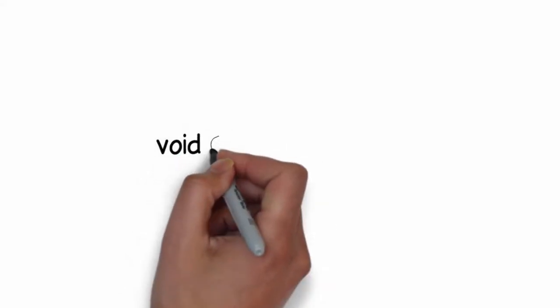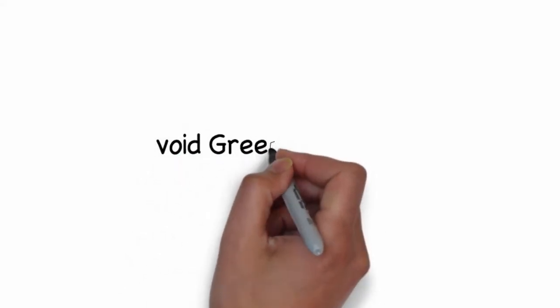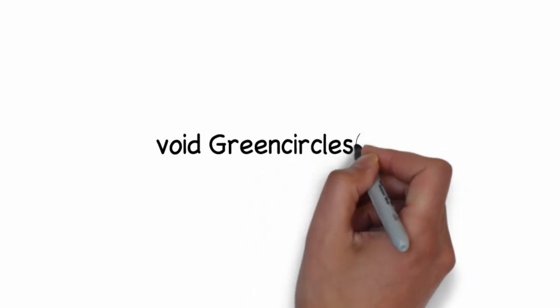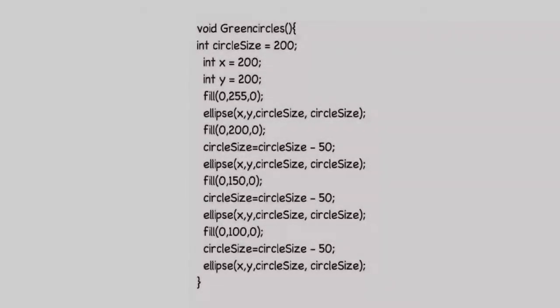Let's say we want to define a function that draws concentric green circles with various shades of green, like this. We'll call this function green circles and we'll define it like this. It will not return anything because it will just draw, so its return type is void. The name is green circles and it has no arguments. The function body is this, drawing 4 concentric circles with various shades of green.